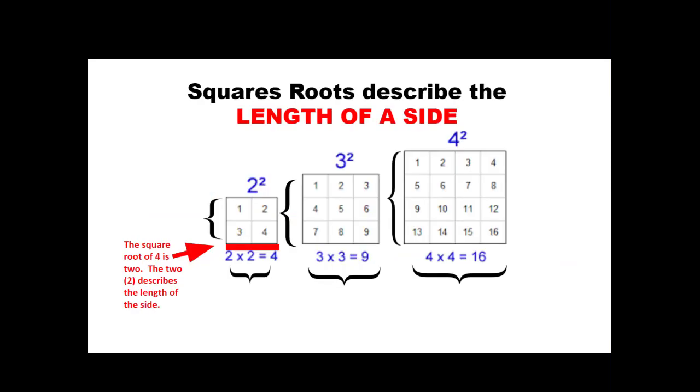So let's look at this diagram again. Here I have 4 as the area of my square, okay? This side has a length of 2. And this side has a length of 2. And when I multiply those together, I'm going to get the area, which is 4. Okay, so the square root of 4 gives me the lengths. It gives me an actual length, not an area.